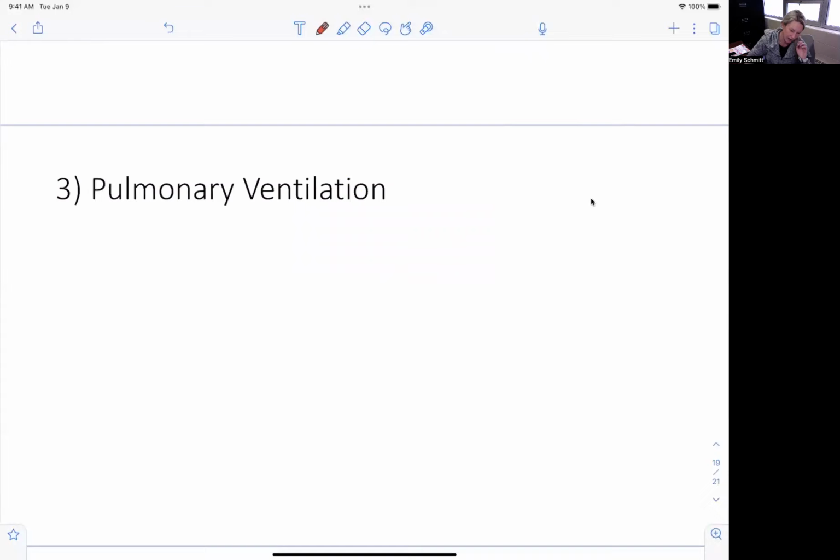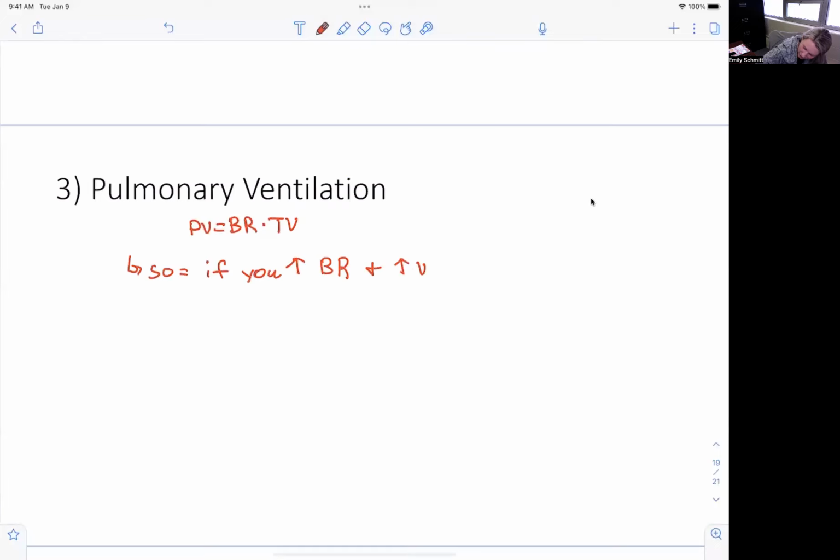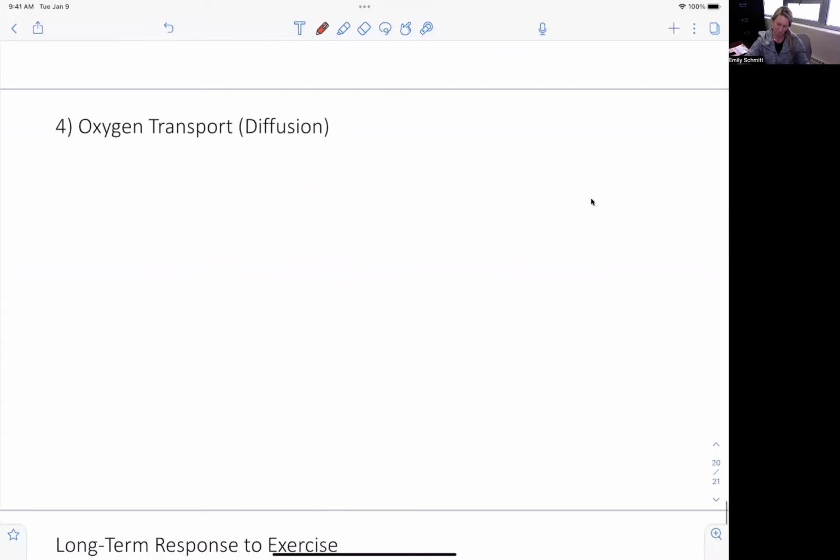Just quickly to remind you about pulmonary ventilation, we know that it's breathing rate times tidal volume. So if you increase breathing rate and you increase tidal volume, you will increase pulmonary ventilation, which is great for us when we exercise.